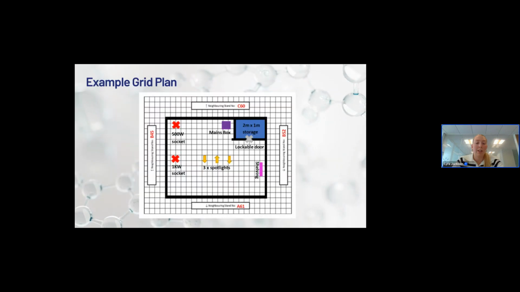So this is what a grid plan looks like. This is just an example. So you just need to draw your stand onto the plan, add your power sockets, your spotlights. If you've ordered a storage room, add your storage room. And then if you've ordered shelves or anything like that, add that to the plan. And then email that over to us, and we can share that then with our suppliers so that they put everything in the right place for you before you arrive on site.